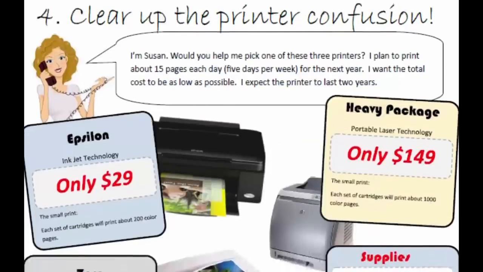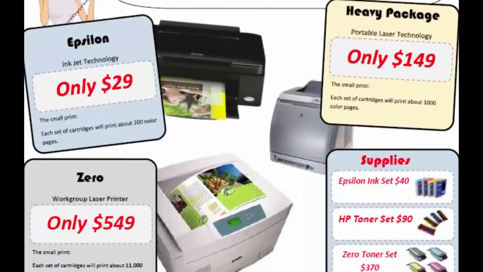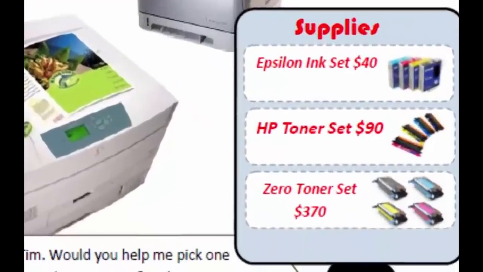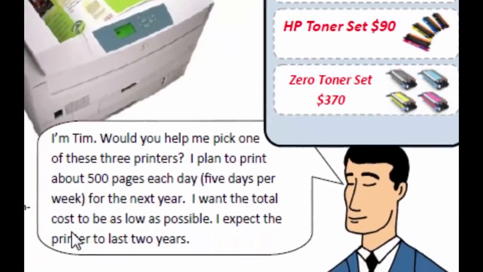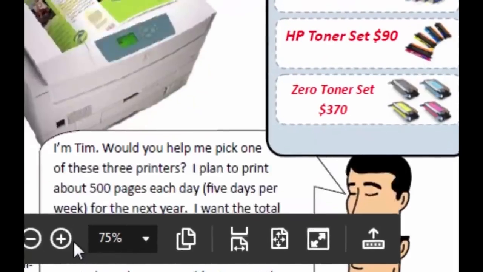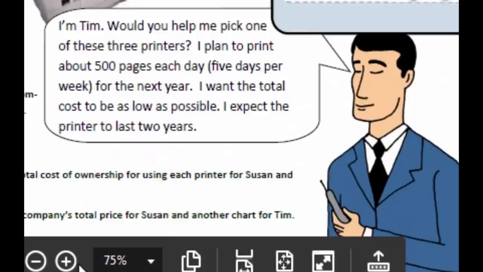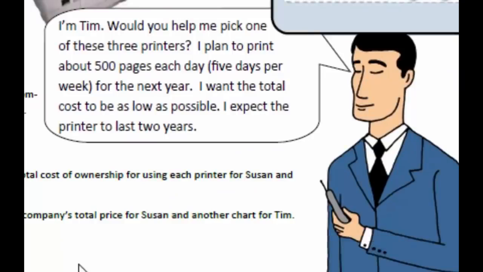You'll see that the Epsilon printer is only $29, and so you might think that is the best price at the beginning. Until you look at the supplies, and you'll see that ink is $40 a cartridge, and it will add up quite a bit. Tim, on the other hand, has a different request. He said, "I'm Tim. Would you help me pick one of these 3 printers? I plan to print about 500 pages each day." And so his printer will probably be different than Susan's.